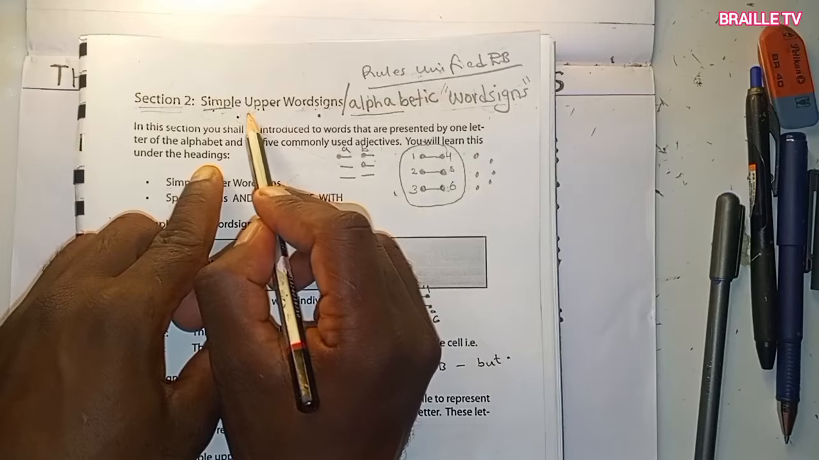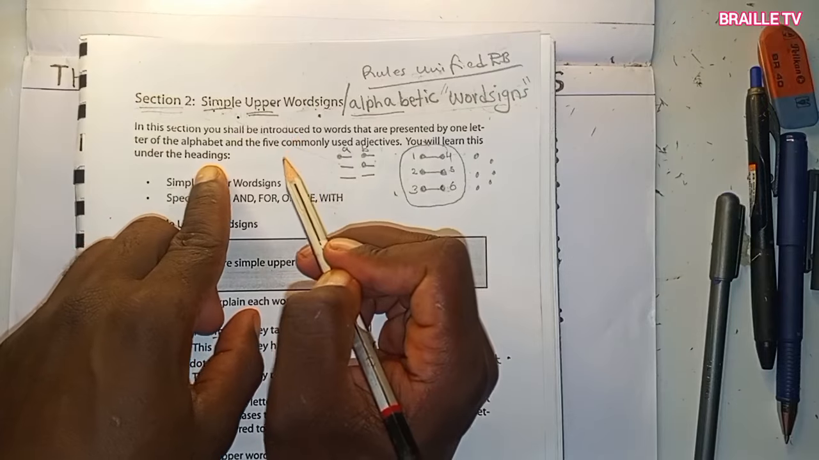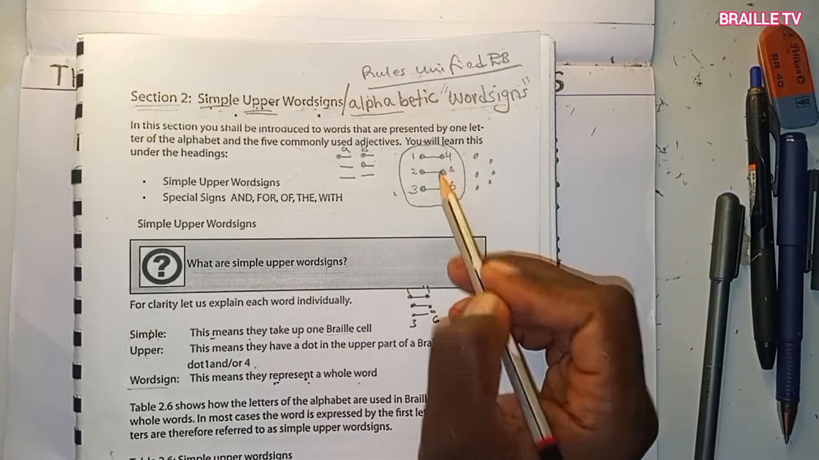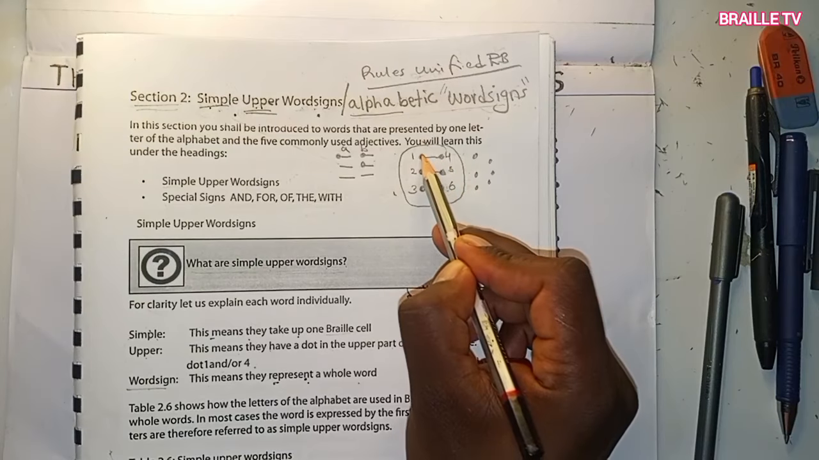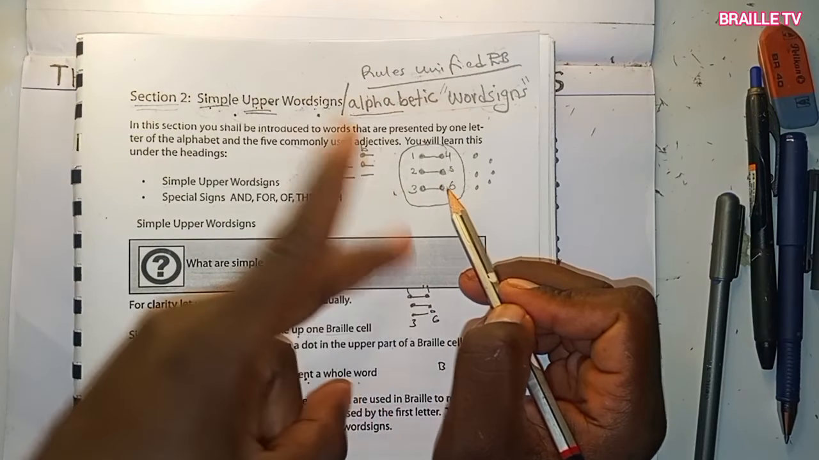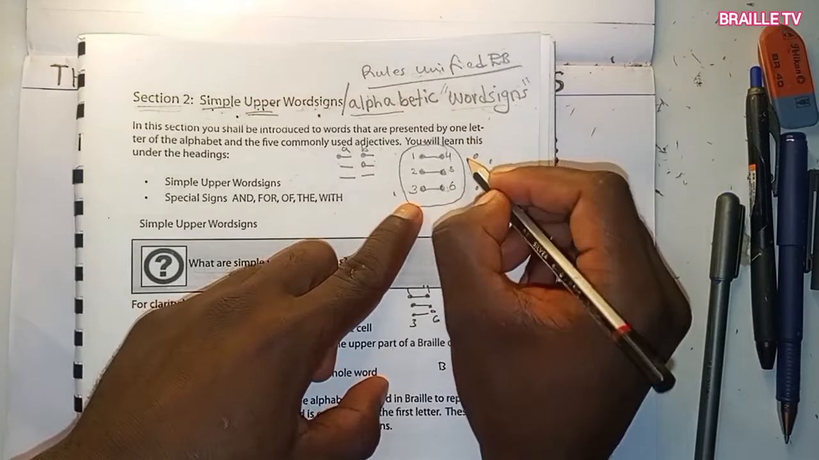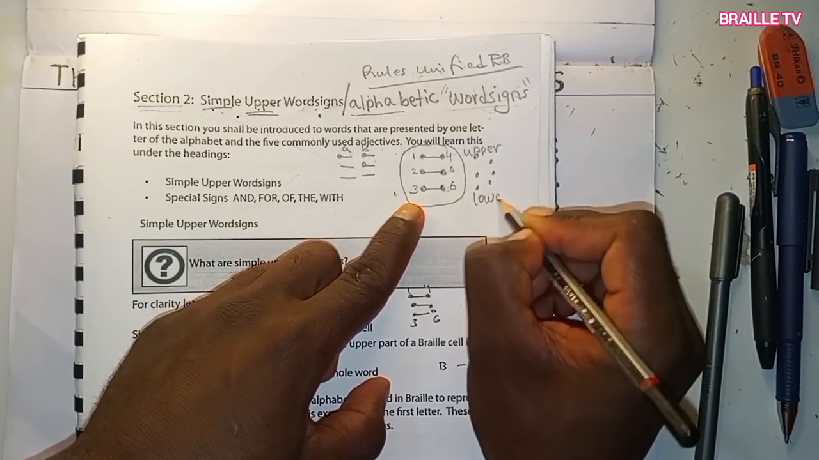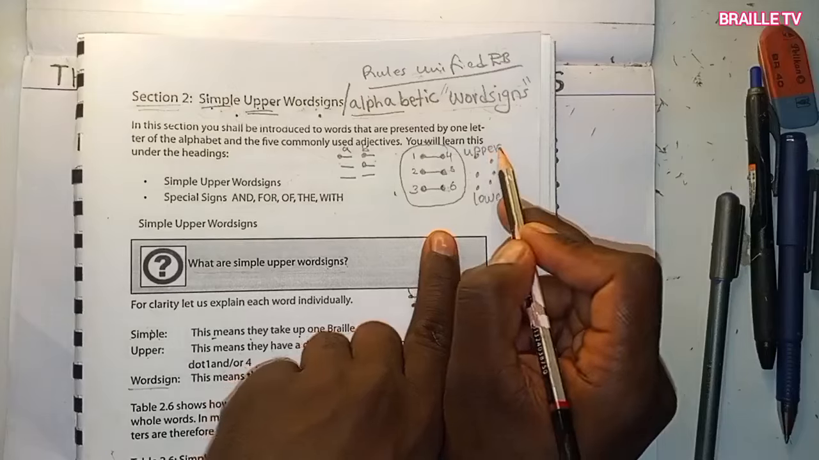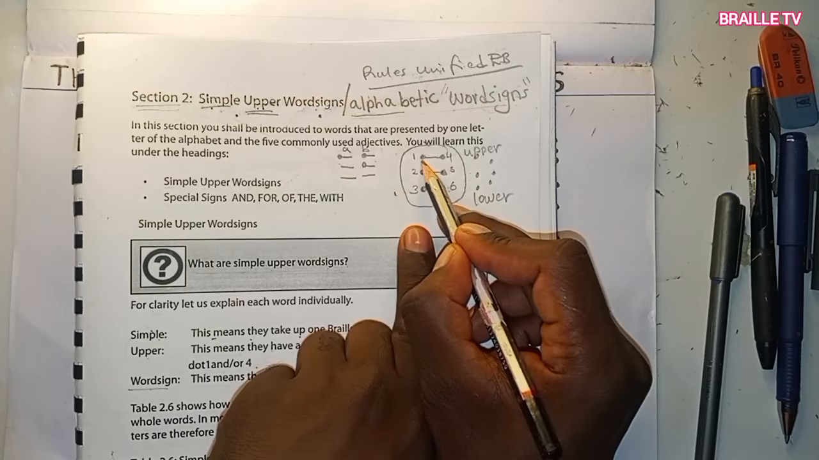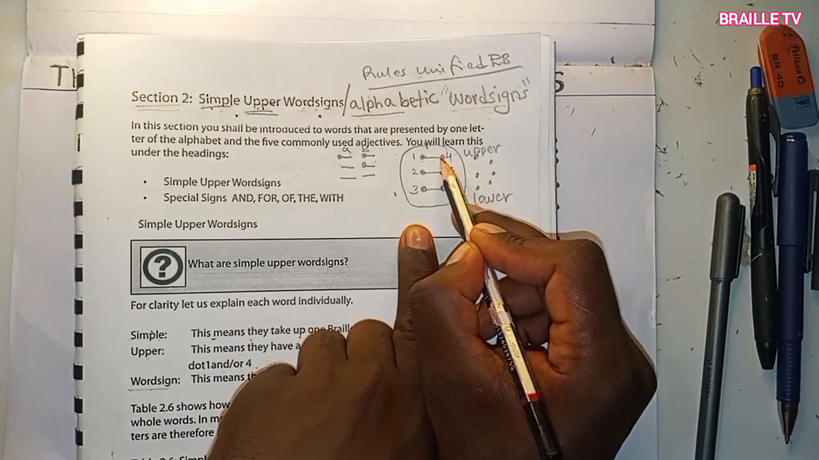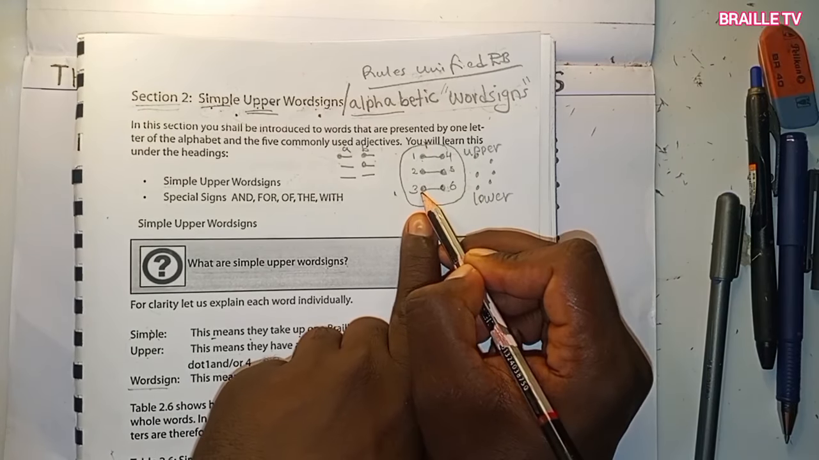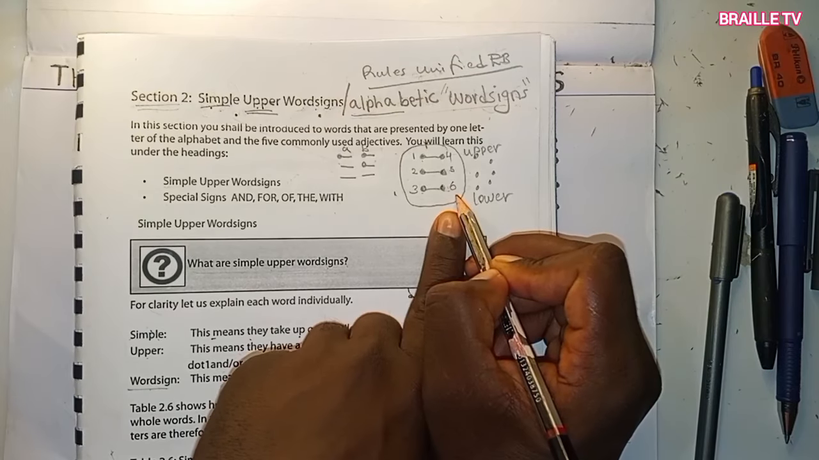Now, we call them upper. So I want you to listen to me very carefully. Braille has got 6 dots, okay? A Braille cell. This cell is divided into 2. We have upper part and lower part, okay? Whereby the upper part is made up of dot 1 and dot 4, all right? And the lower part is made up of dot 3 and dot 6.